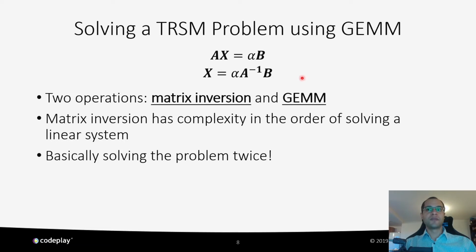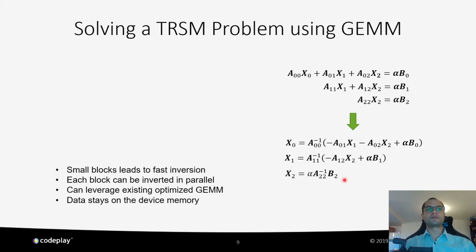This works, but it's not very efficient. Inverting a matrix has complexity in the order of solving a linear system, so this leads to solving the TRSM problem twice. Again, the goal is to leverage a highly optimized GEMM operation that is already available and performs well. How can we turn this problem into an efficient GEMM-based TRSM solver?